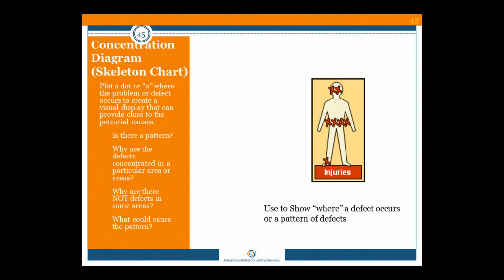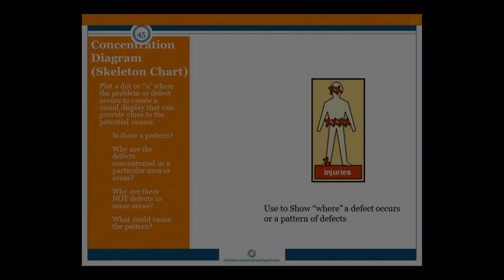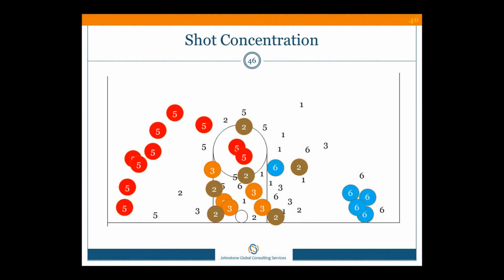Next, let's take a look at concentration charts or skeleton charts. They show where something is happening. You draw an outline or picture of the item, and each time an event occurs, you mark the location of the event. This concentration diagram shows the location of injuries as reported by welders in a shop.